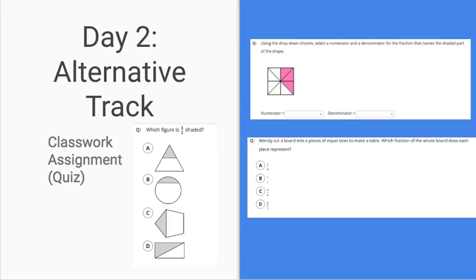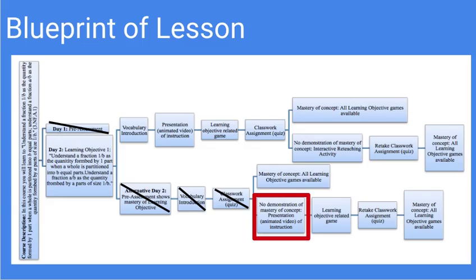Students in the alternate track complete the same quiz students in track 1 will complete. They too will have 2 opportunities to demonstrate mastery. Mastery is set at achieving at least 70%. If students do not show mastery upon their first attempt on the quiz, they will be redirected to the presentation or animated video of instruction.